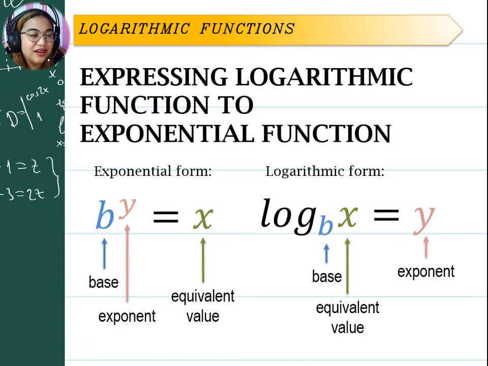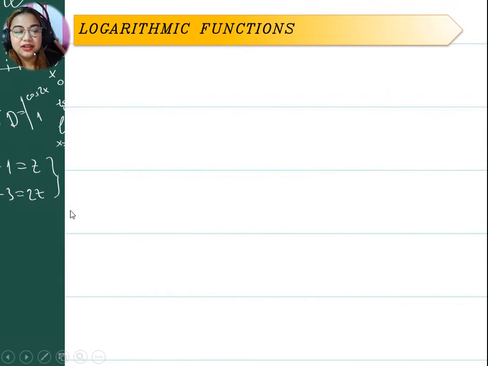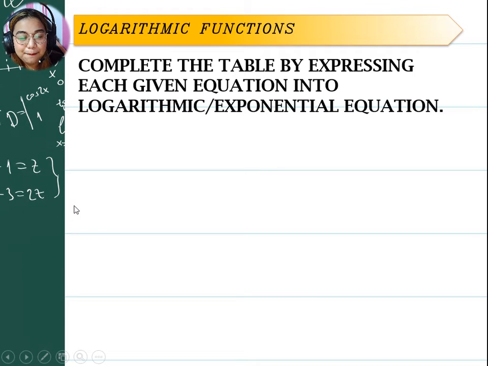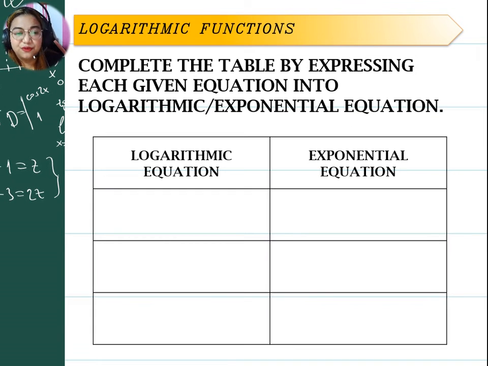I know this is hard to understand without example, so let us have our example. First, we have to complete the table by expressing each given equation into logarithmic or exponential equation. So first example, we have logarithm of 27 base 3 equals 3.